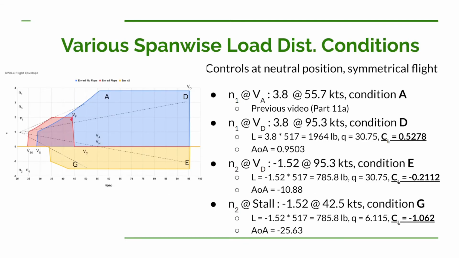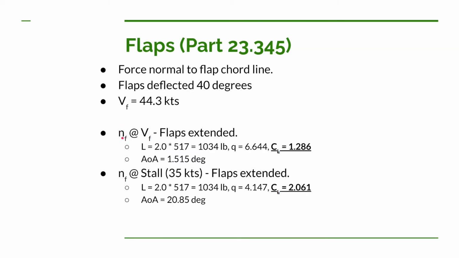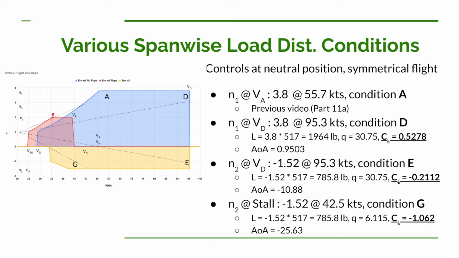So right here, V sub F is at 44.3 knots. Now the N sub F, the load factor on our wing, on our flaps, is 2 at V sub F. So that's one condition we're going to talk about. The other one is the same load factor, but at the stall speed of 35 knots. And that is right here, where we stall before we actually do any damage to the airplane. And specifically, in this case, we're talking about stalling before we damage the flaps themselves.